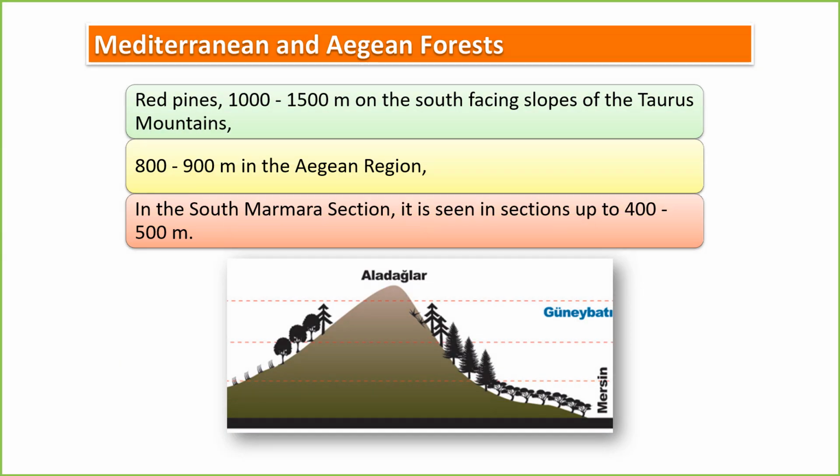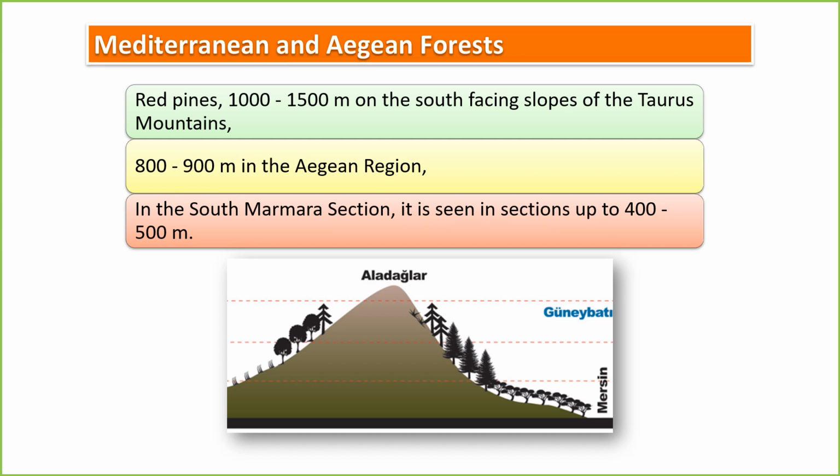Distribution of red pine forests in different regions. Red pine forests, characterized by their adaptability to specific altitudes and environmental conditions, are distributed across various regions in Turkey. Here are the key altitudinal ranges for red pine forests in different parts of the country. 1. Taurus Mountains, south-facing slopes, 1,000 to 1,500 m. In the Taurus Mountains, red pine forests thrive on the south-facing slopes at altitudes ranging from 1,000 to 1,500 meters.